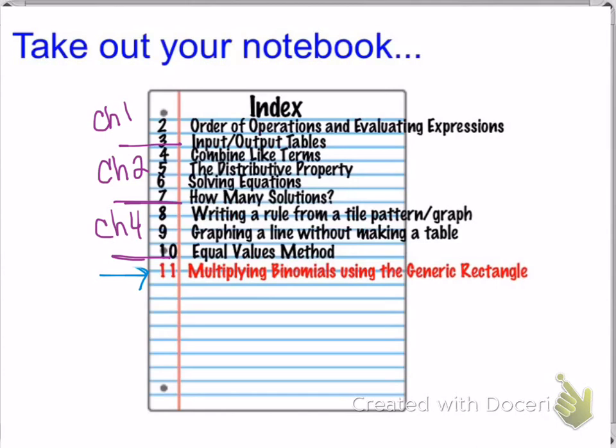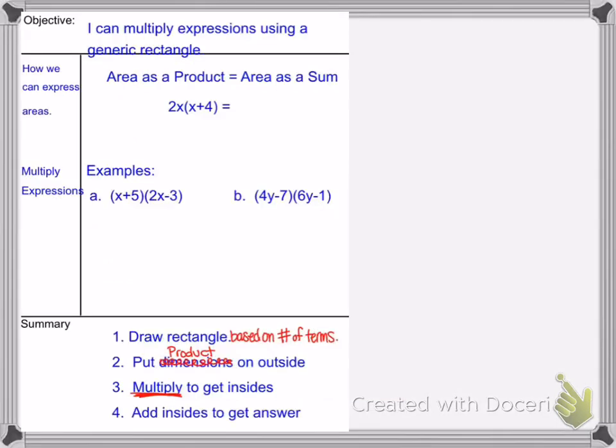Now let's move on to our notes. Here's today's objective for our notes. I can multiply expressions using a generic rectangle. Please start copying this down into the notes section of your notebook.